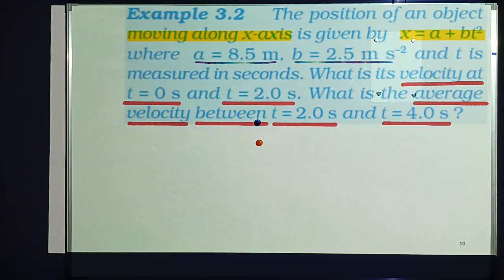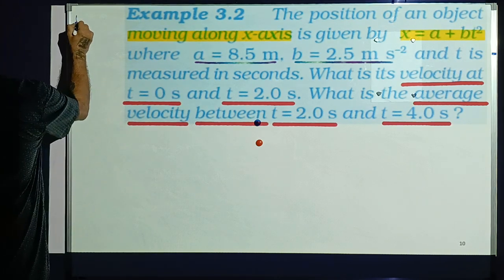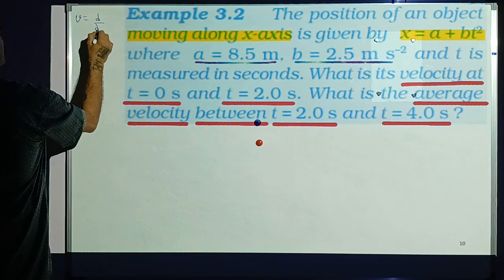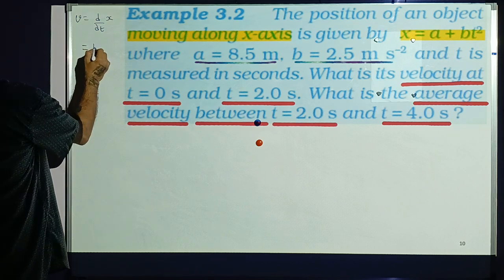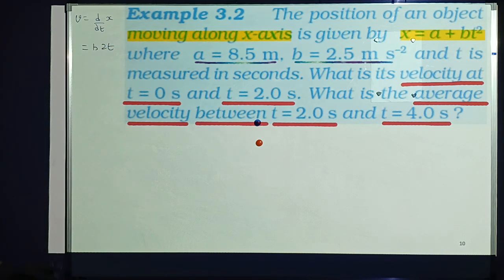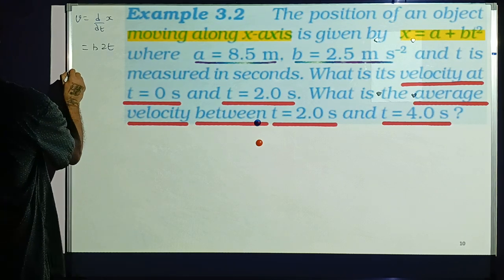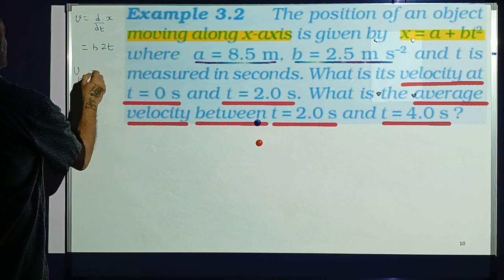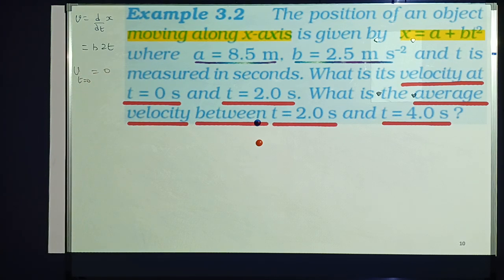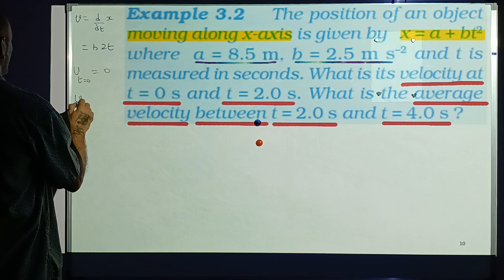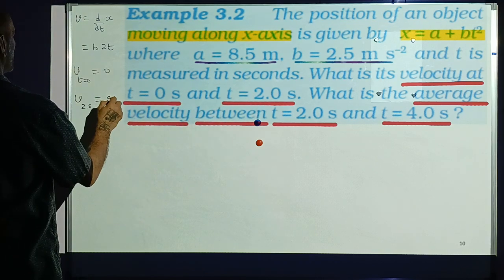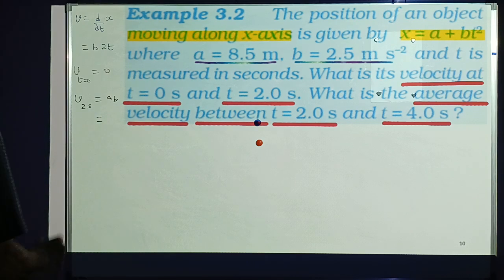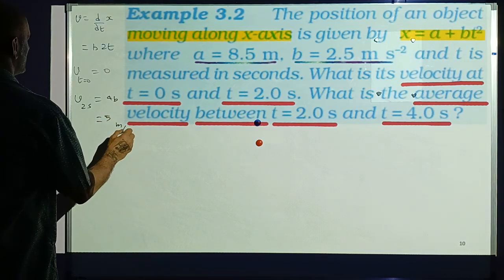The velocity is, by definition, the rate of change of displacement, which is x here. So that will give me v equals 2bt. So velocity at t equal to 0 is 0, and velocity at 2 seconds is 4 into b, and the b value is 2.5, so it's 5 SI units, meter per second.